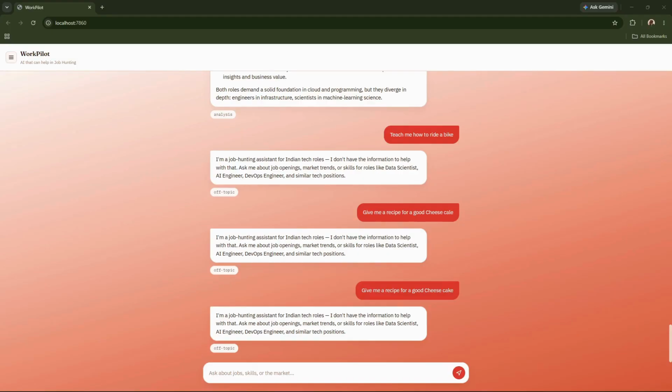Job data comes from a Playwright scraper running daily on GitHub Actions and storing the data into Supabase, then gets embedded into a Chroma vector database using a blue-green swap. So reindexing never causes downtime.